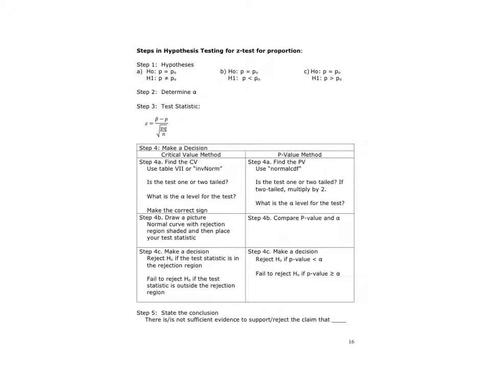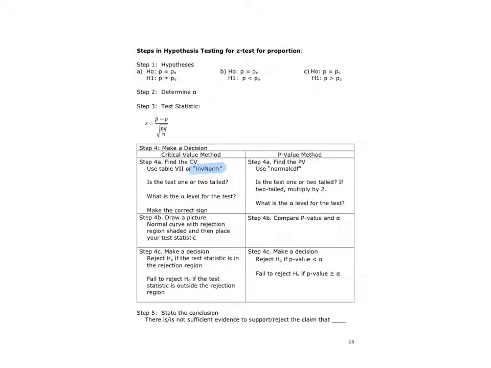Step 4 is all about making our decision, and we've now got 2 options for that. We've got the critical value method, which is on the left-hand side, and we also have the p-value method on the right-hand side. If I'm looking at the critical value method, I want to first determine what my critical value is. My preference personally is using inverse norm, but you can use table 7. We need to know what type of test it is, what our significance level is, and then we need to decide what the right sign is. This is all done simultaneously with drawing a picture and shading our rejection region.